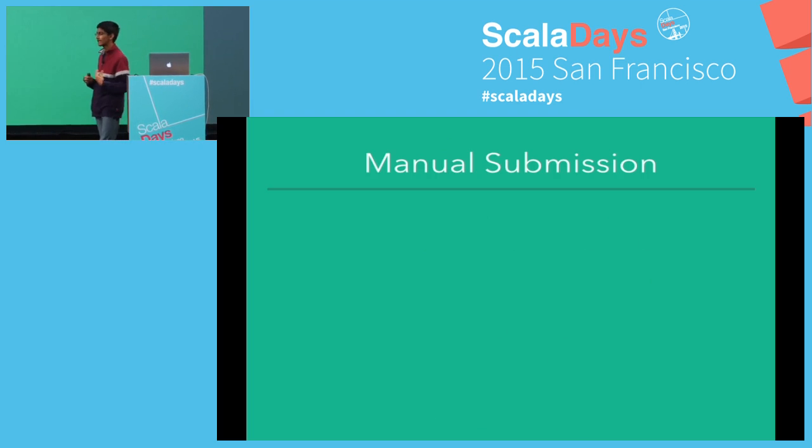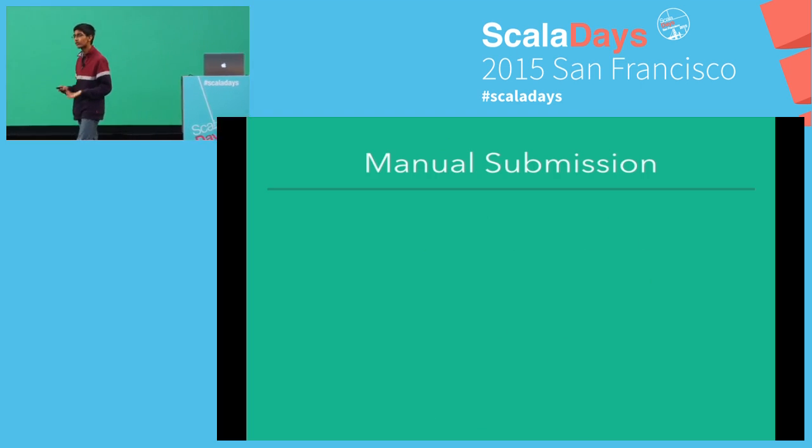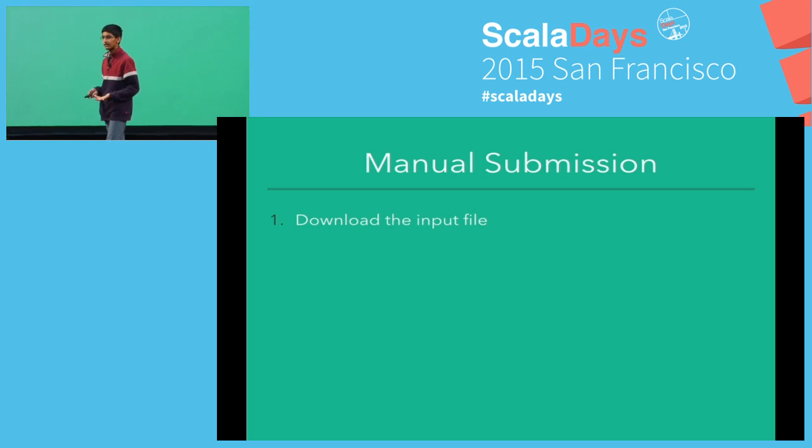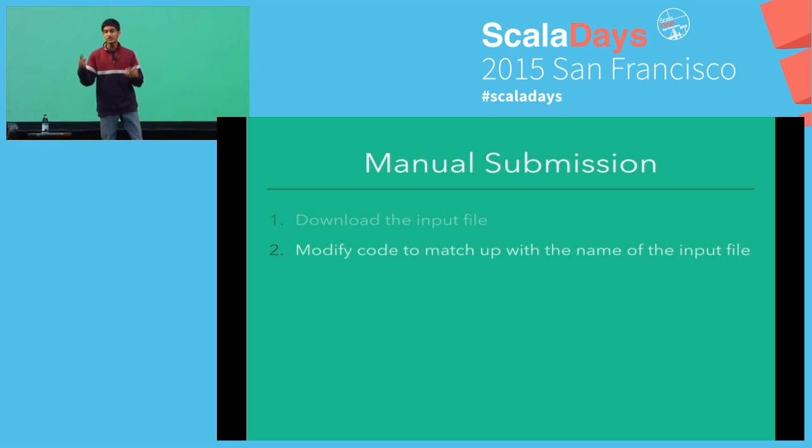Let's take a look at the manual submission process for Google CodeJam. You start by downloading the input file. Then you modify your code to match up with the name of the input file. The reason you have to do this is in Google CodeJam, if you solve a problem incorrectly, you can try again. But when you reattempt a problem, you get a different input file name. So you have to make sure you're reading from the correct input file.